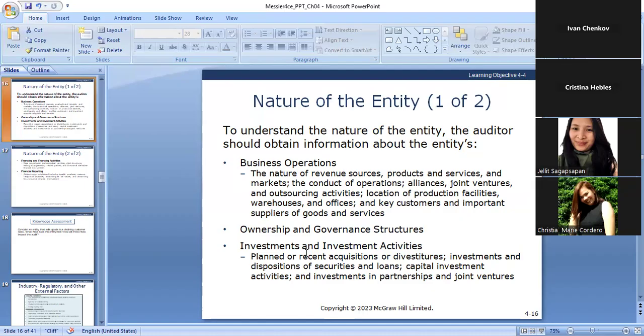And the same thing with the suppliers. Check the expenses. See what the relationship is with the vendors. Is there any vendor which the company relies on? And then see whether that vendor is in a position to keep doing what he's doing, because that may increase the risk in the nature of the business. Ownership, governance structures, and investment activities in the group. Planning and recent acquisitions, diversification, investments, disposition of securities, anything like capital investments.